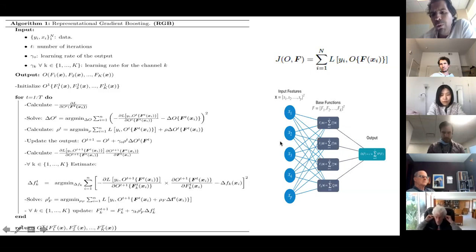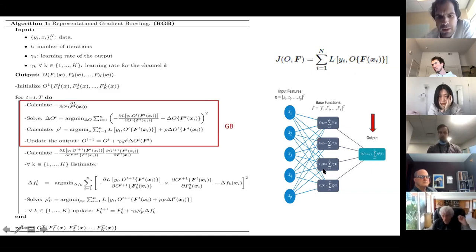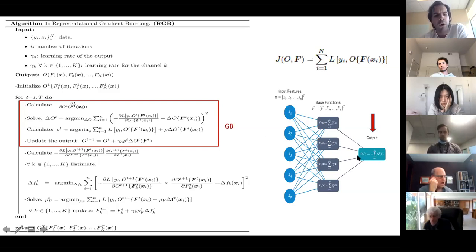So we have one layer of representational gradient boosting, and now we want to estimate O, and we want to estimate the Fs. I'm not assuming a specific functional form for them. They're going to be general functions. The first thing: if you assume that the Fs are known, the way to estimate the output is just gradient boosting, because the Fs transform the original Xs, and now you just want to find O as a function of the Fs, but not of the original Xs. So this is just gradient boosting here.